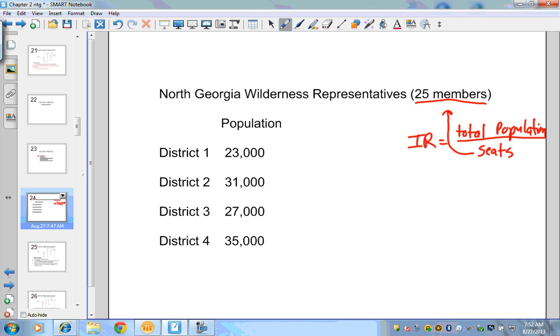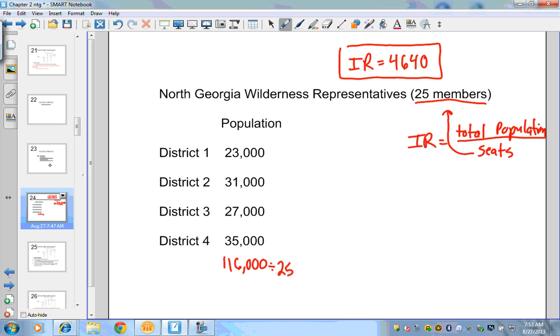All right. So our total population is going to be 116,000. So 116,000 is our total population. And we're going to take this and divide it by 25 members. And when we do that, we have an ideal ratio of 4,640. So our ideal ratio is 4,640. Okay, that's step 1.